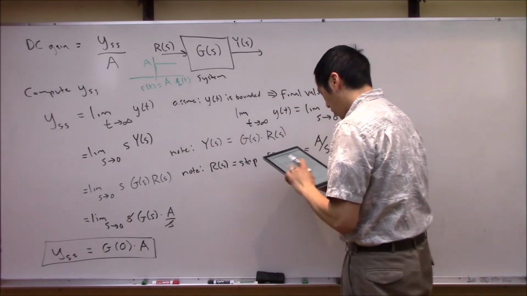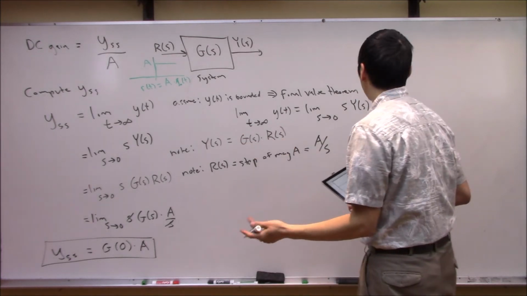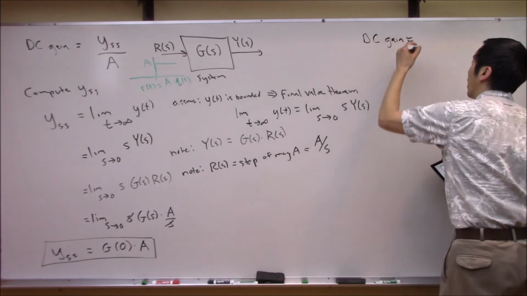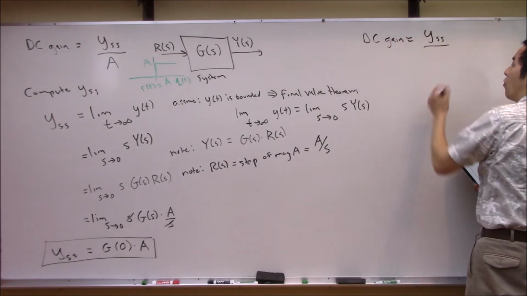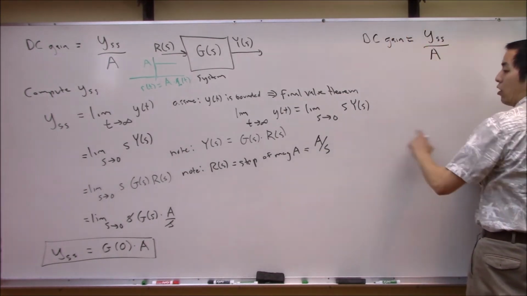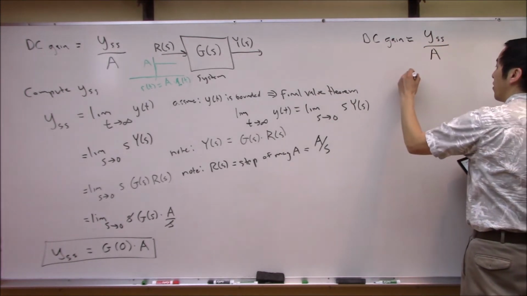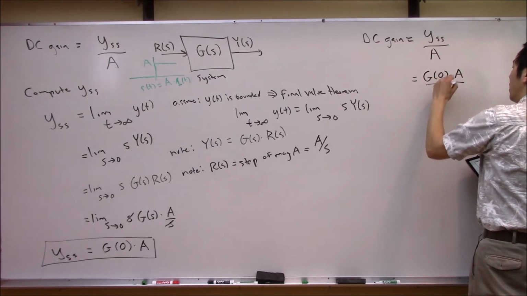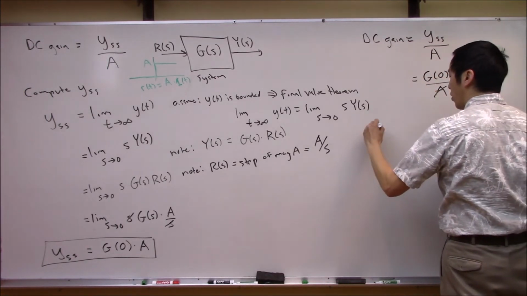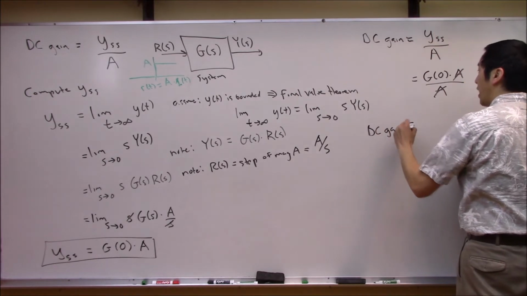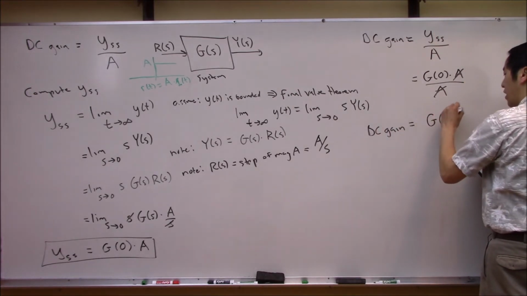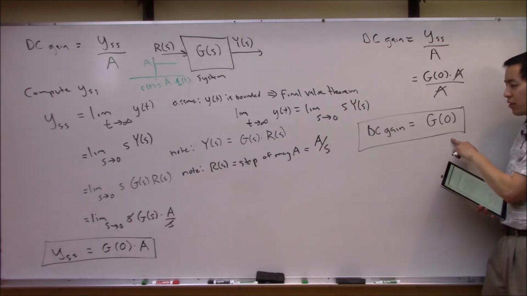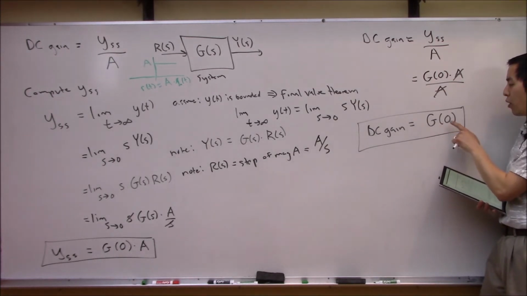Now what we can do here is let's plug this into our definition of DC gain, right? So if you remember, we said DC gain of your system was just y steady state over the magnitude of the input, over A. So great, plug in y steady state into this here. So we end up with G of 0 times A all over A. The A's cancel here, and we end up with our result that we're looking for, which is very fascinating here, right? The DC gain of your system is just the transfer function with S equal to 0.